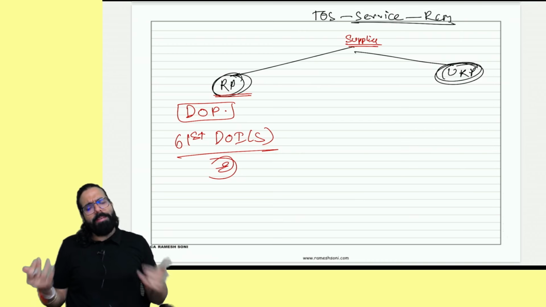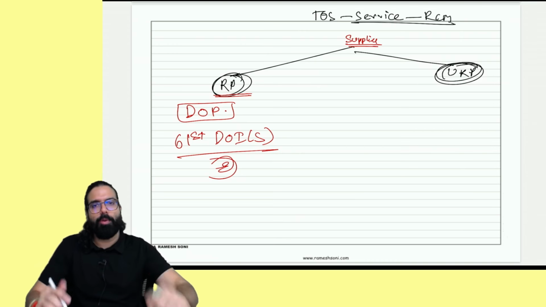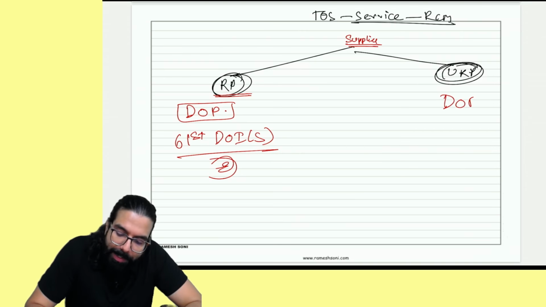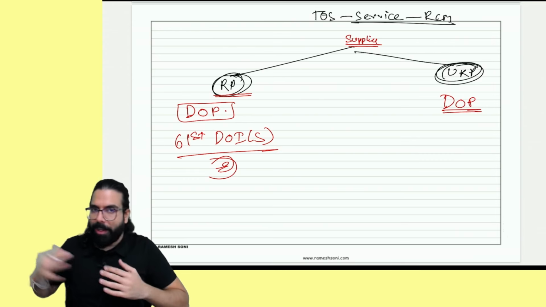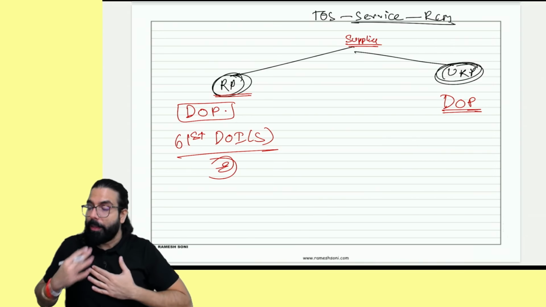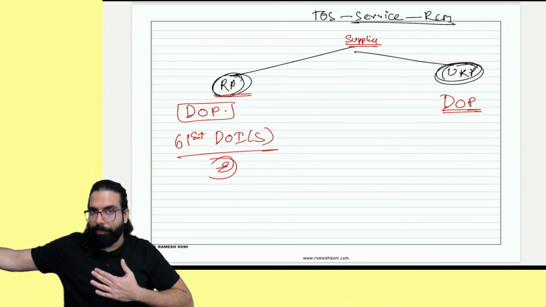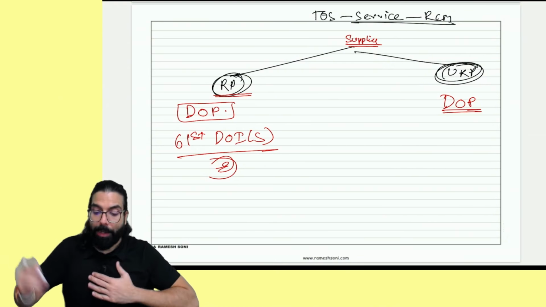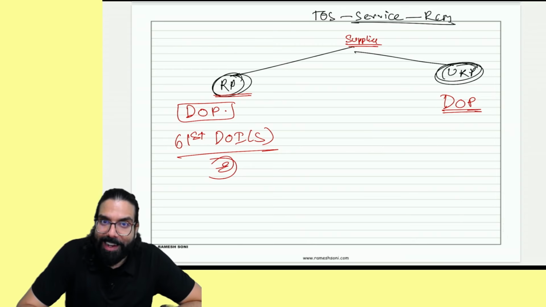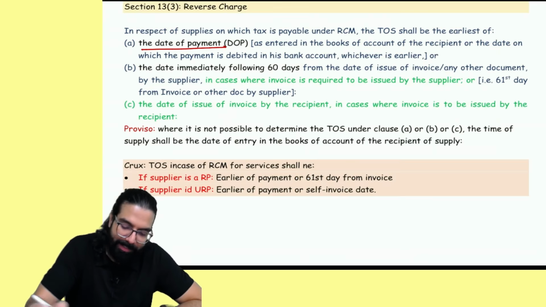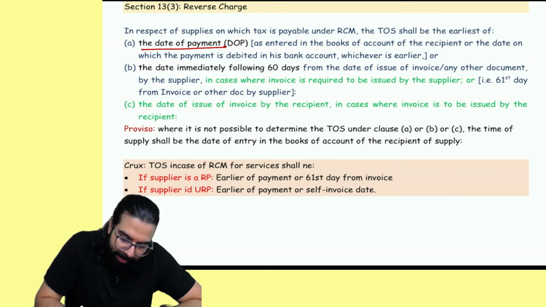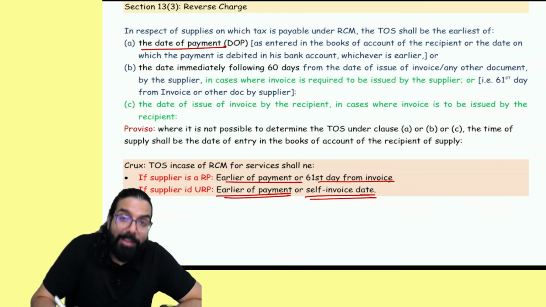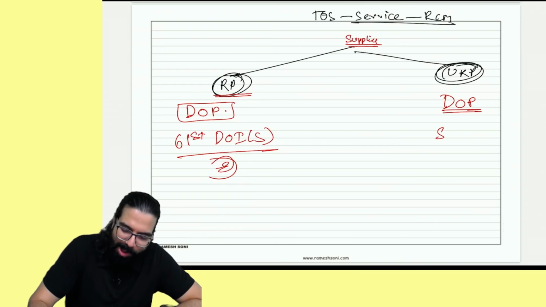Simple. But sir, if my supplier is unregistered, then you have to remember one thing. The day you made the payment to the supplier, the day you, as the recipient, have to pay GST under RCM. The day you made the payment to him, which is your book entry or debit in the bank account, whichever is earlier, or in this scenario, the day you raise the self-invoice. So it says, sir, earlier of the date of payment or the 61st day, or earlier of the date of payment or the day you raise the self-invoice.